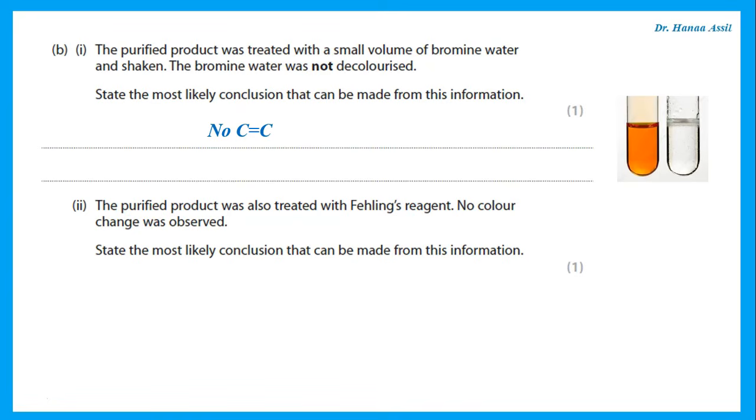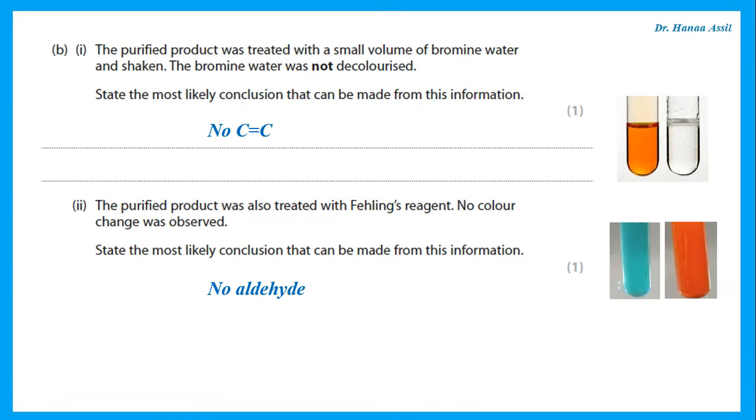The purified product was also treated with Fehling's reagent. No color change was observed. Again, Fehling's reagent is a test for what? Remember, this is a test for aldehyde. So if we have aldehyde, the blue color of the Fehling should change to brick red precipitate. But if there is no color change, that means no aldehyde.